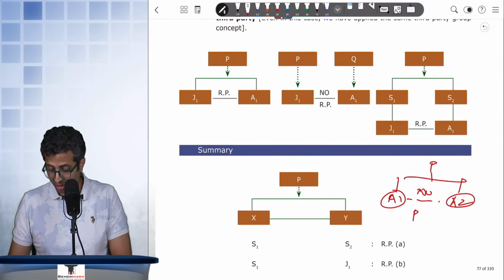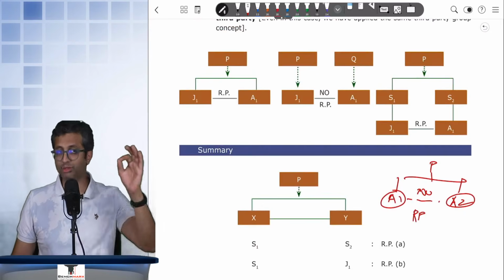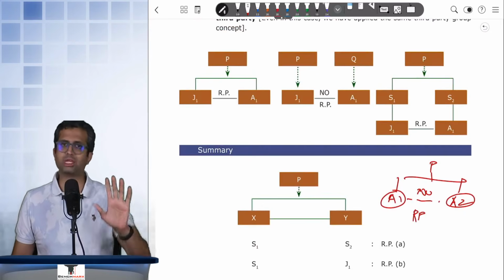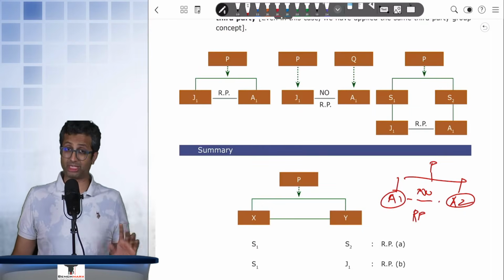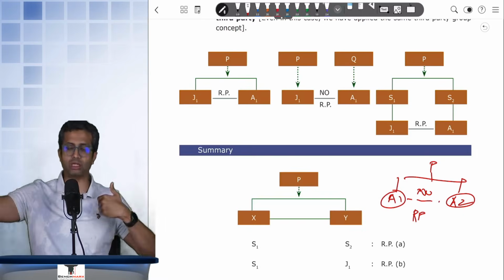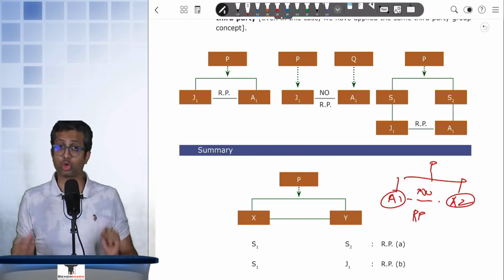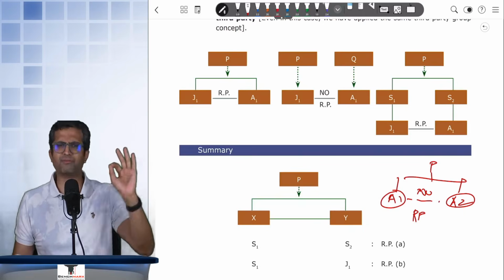A1 may be related to P, A2 may be related to P, but between A1 and A2, there is no related party relationship. You need to remember that co-associates are treated to be distant people and hence they are not treated as a part of your overall related party relationship. It's a very important thing.